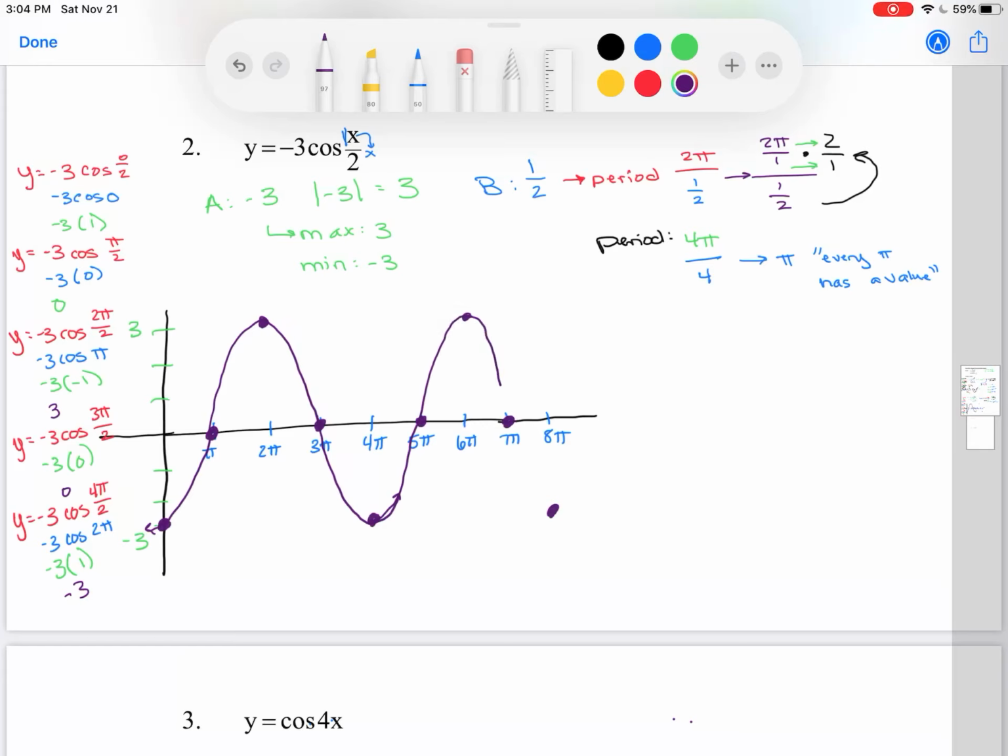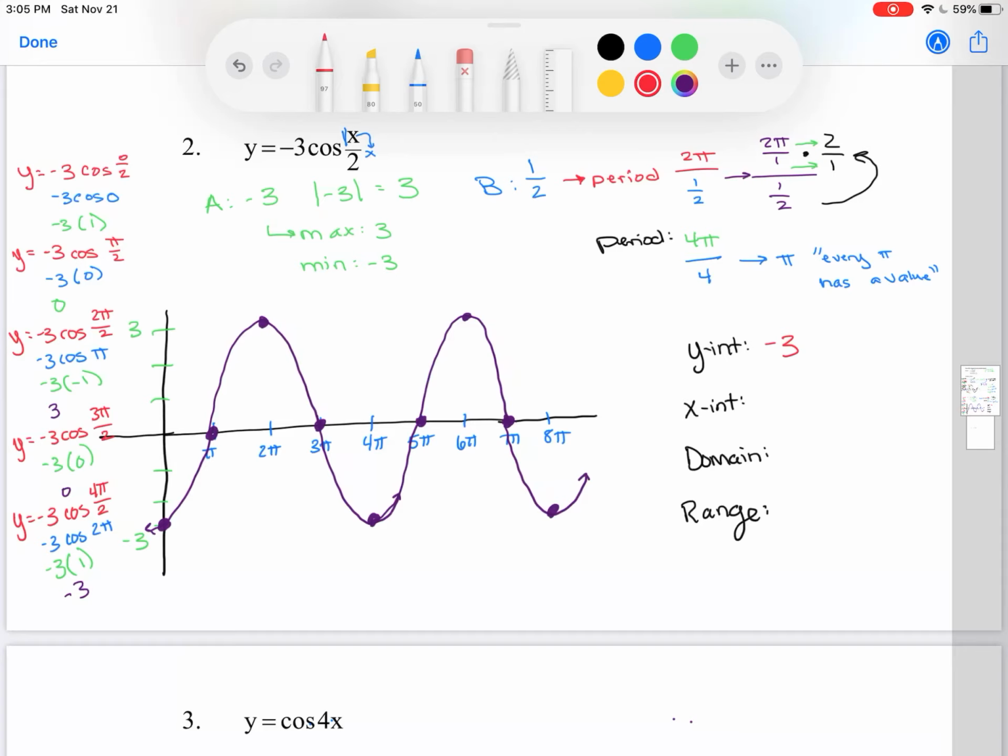And I can go ahead and make my graph. And it's going to keep going. And in fact, it's going to keep going. At 5 pi, it will be 0. At 6 pi, it'll be 3. At 7 pi, it'll be 0. And at 8 pi, it will be -3. So I can take that arrow and keep finding the next cycle. And it will keep going over and over and over again.